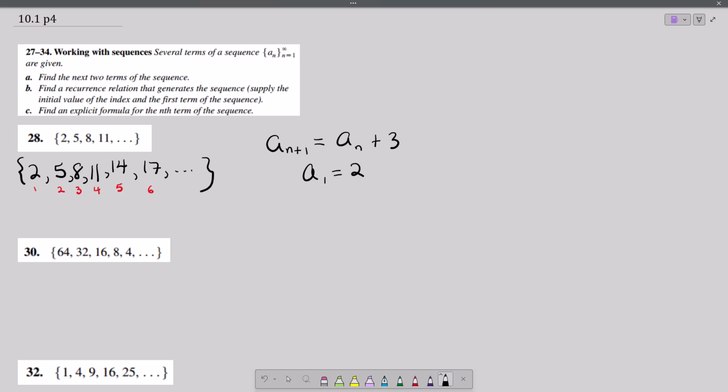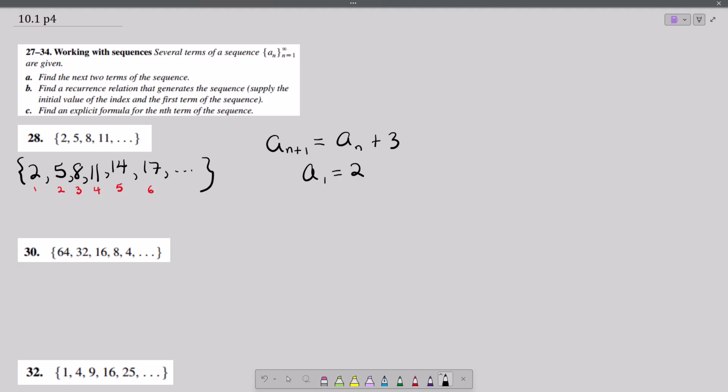We have a starting point, and we have a way to get to the next term. So if a sub 1 is 2, we plug in the 2 there, we get the next term, which is 5. Then we plug in the 5 there, we add 3, we get the next term, which is 8. So that's how a recurrence relation works. We take one term and we build the next term from it. So that's part B. Part C, explicit formula.